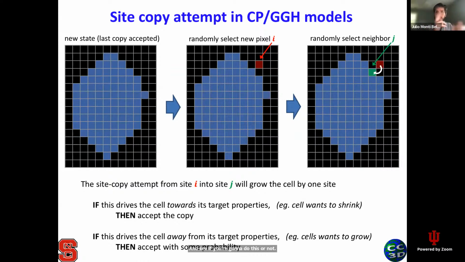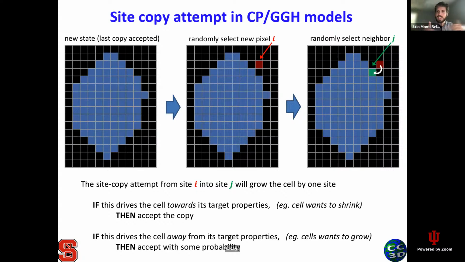So you see two lattice copy attempts. What the simulation does, it does thousands of these, okay? And every time you do a number of lattice copy attempts that's equal to the number of lattice sites in your grid, that constitutes one MCS or one time unit in your simulation. MCS stands for Monte Carlo step, okay? And that's the unit of time in your simulations.